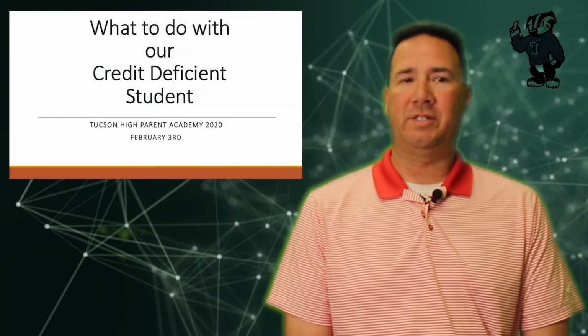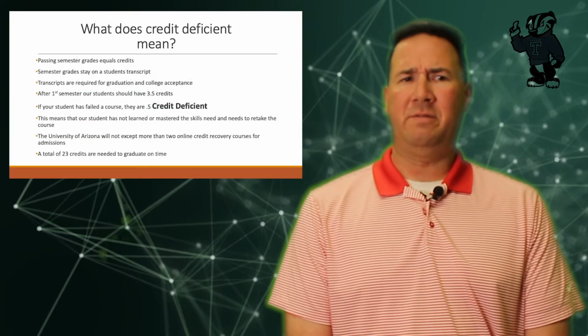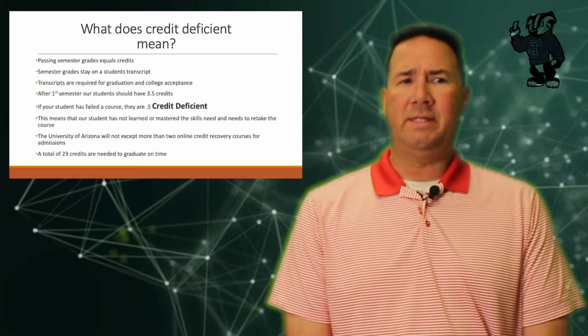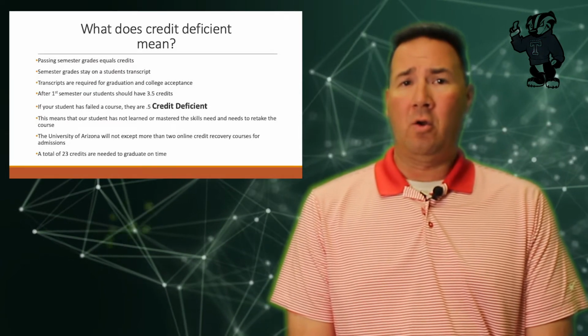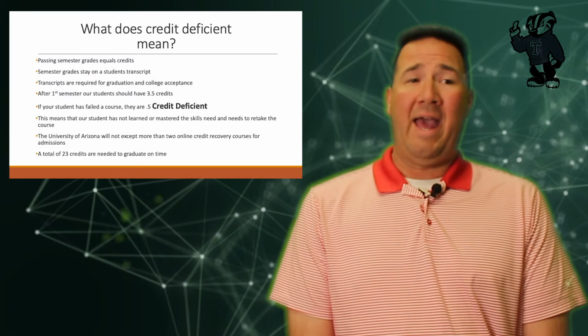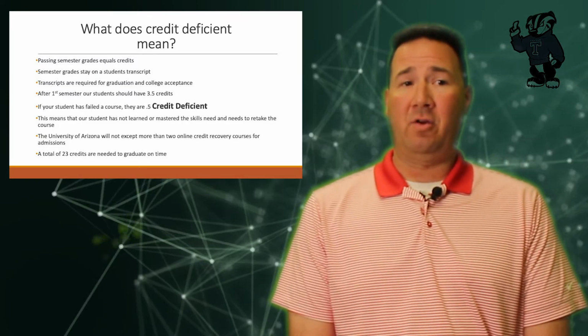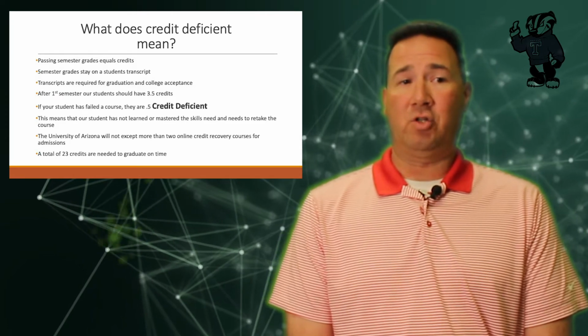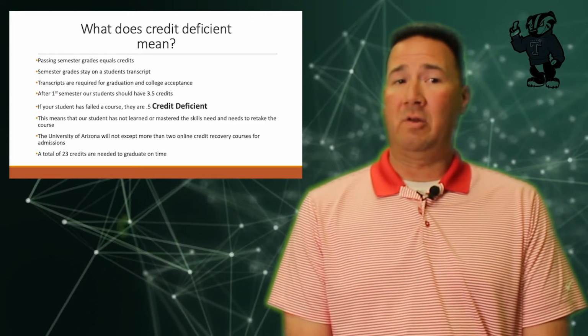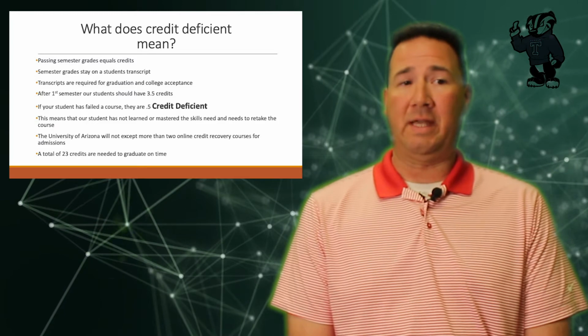What we're going to talk about today is what to do with our credit deficient student. What does credit deficient mean? Credit deficient means that your son or daughter or your child has failed one or more courses. So what that means is on their semester grades, they have an F on their transcripts. Remember that transcripts are required for graduation and college acceptance.